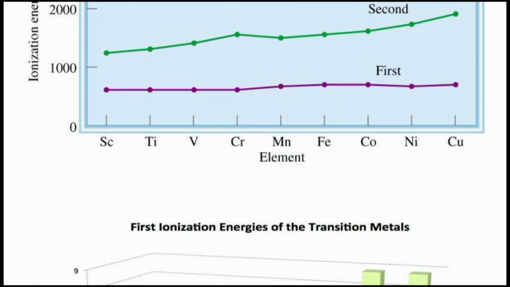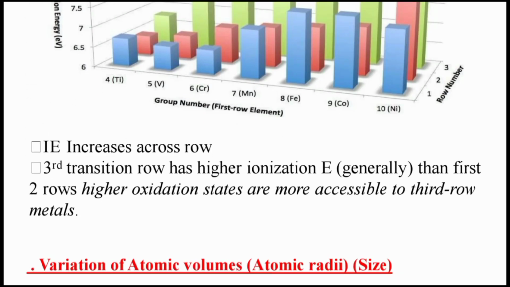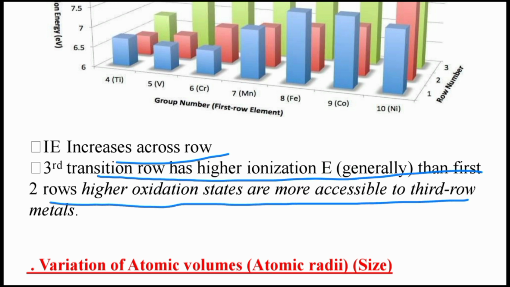Ionization energy values. Ionization energy across rows increases. The third transition row has higher ionization energy than the first two rows. Higher oxidation states are more accessible to third row metals.